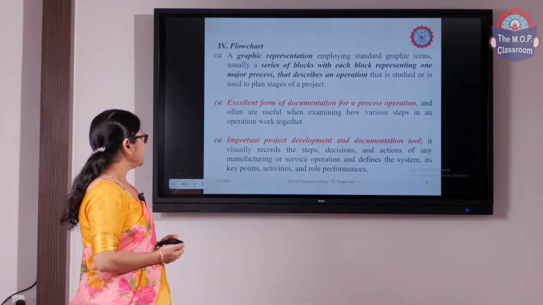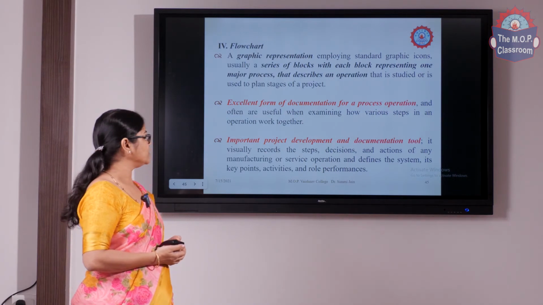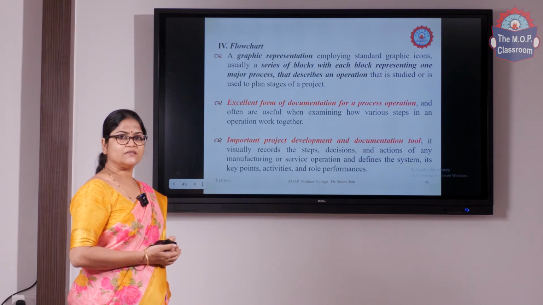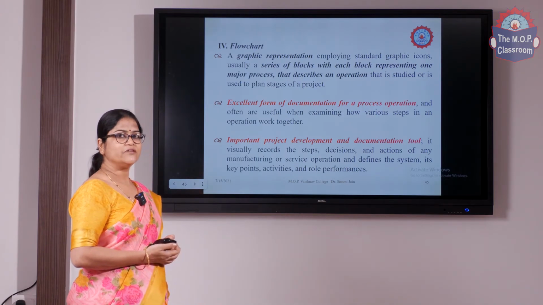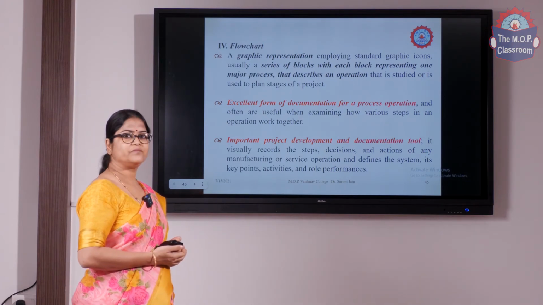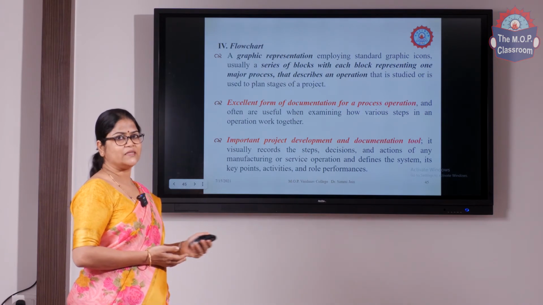It is also important in project development and documentation. It visually records the steps, decisions and actions of any manufacturing or service operation and defines the system, its key points, activities and role performances.